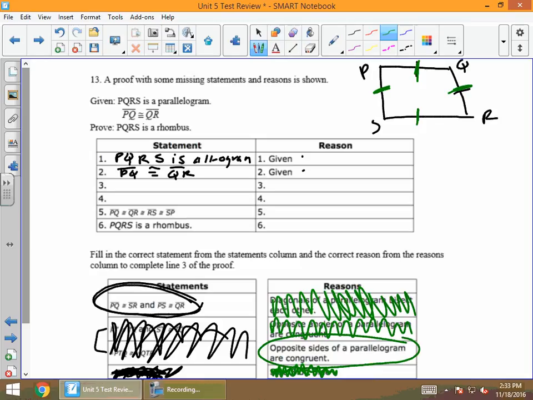And if you notice, you marked those opposite sides. You marked PQ, and then you marked SR. Those sides are opposite of each other. You marked PS, and then you marked QR. Those sides are opposite of each other.